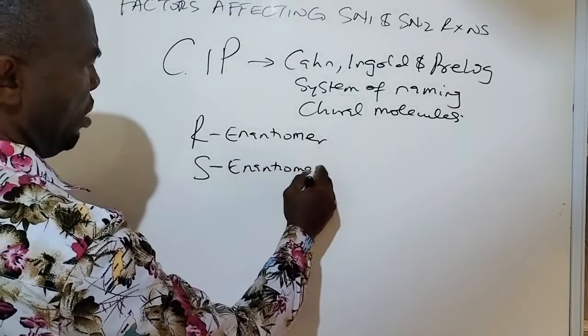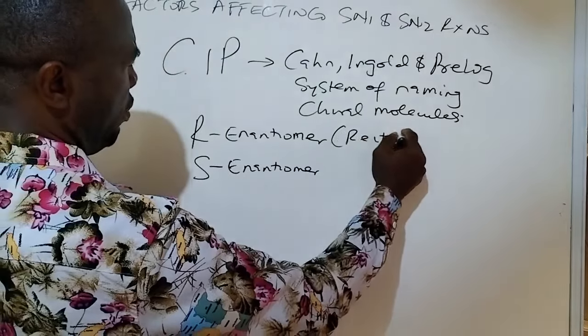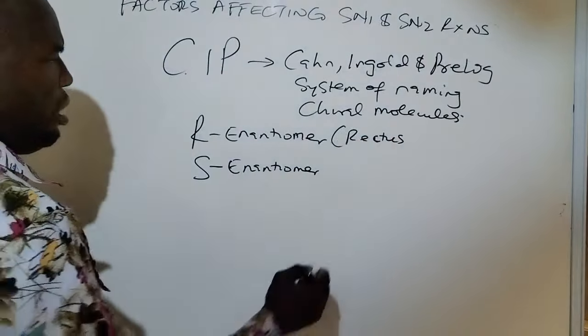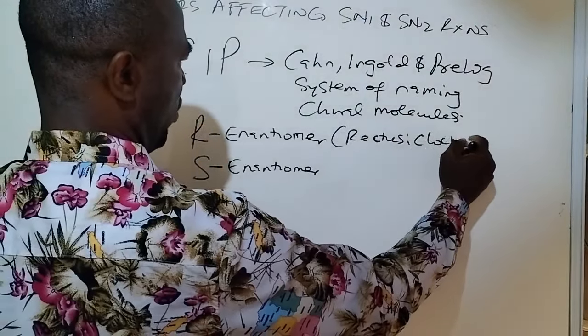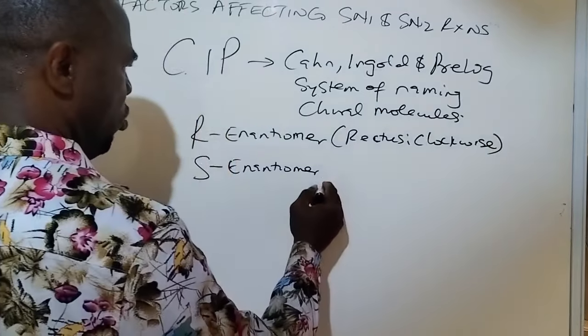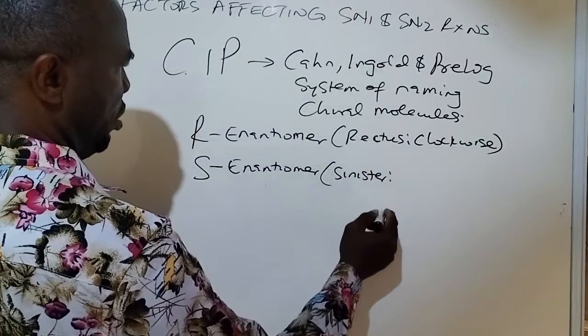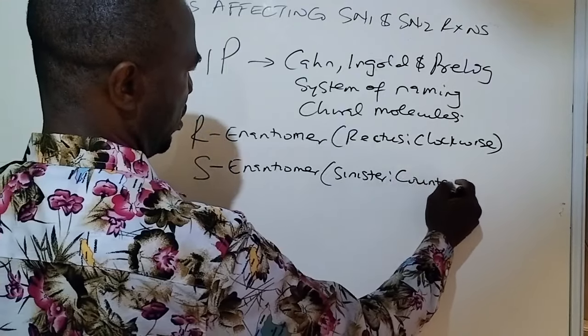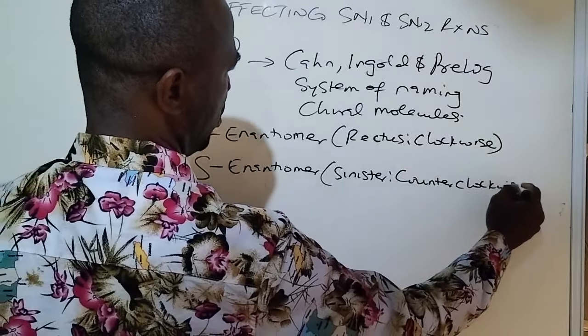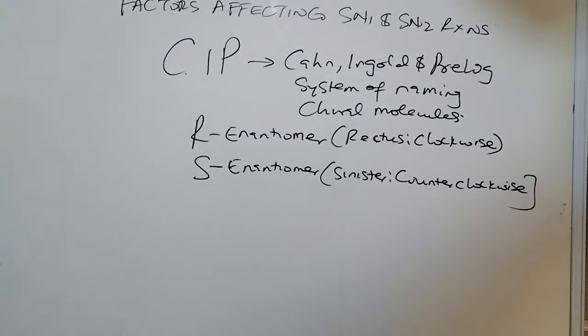The letter R means rectus, a Latin word meaning clockwise direction. And then they also use S. S means sinister, and sinister in Latin means counterclockwise or anticlockwise. So in naming the 2 enantiomers obtained from a chiral molecule, we have the R enantiomer, called rectus, and then we also have the S enantiomer, called sinister. We're going to take an example and then explain how this works out.